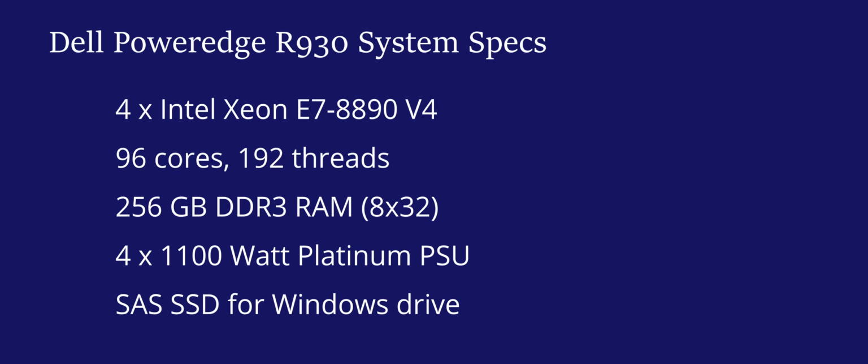Okay, here are the system specs for the server. This is a Dell PowerEdge R930 server with four sockets, and all four sockets are populated with Intel Xeon E7-8890 v4, which means this thing has 96 cores and 192 threads total. It currently has 256 gigabytes of RAM and quad 1100 watt power supplies, although it's only running on two of those. And the operating system is installed on an SAS SSD.